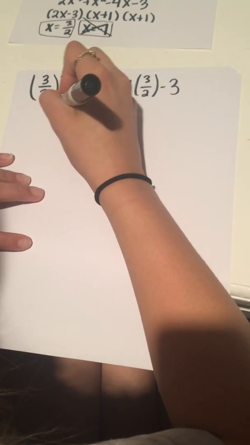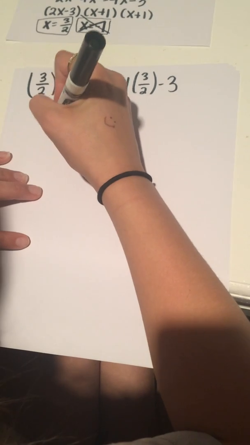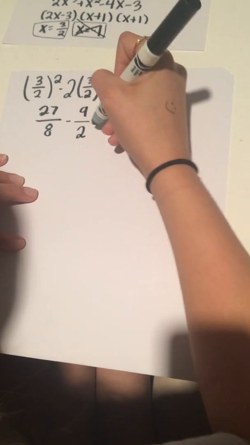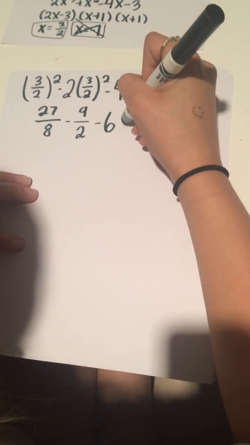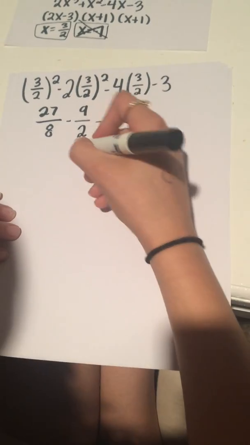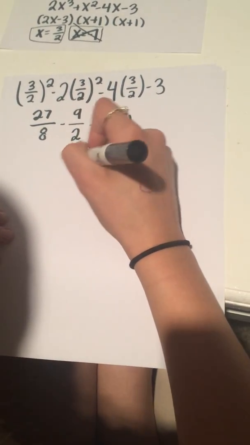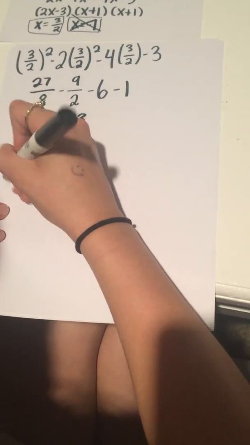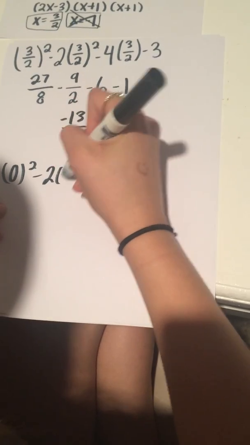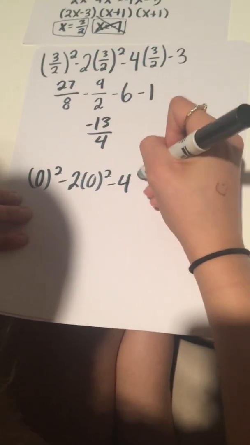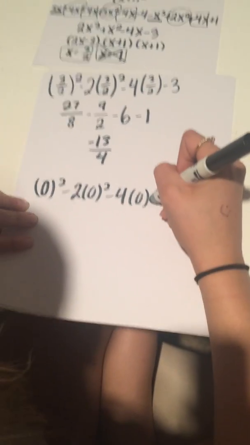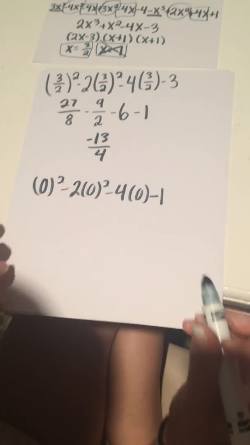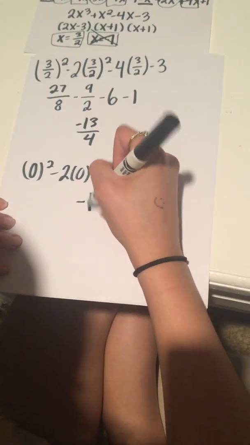So then we're going to have 27 over 8 minus 9 over 2 minus 6 minus 1, which is going to equal a negative 13 over 4. And when we plug in the 0, it's going to be 0 cubed minus 2 times 0 squared minus 4 times 0 minus 1, which is going to be a negative 1.